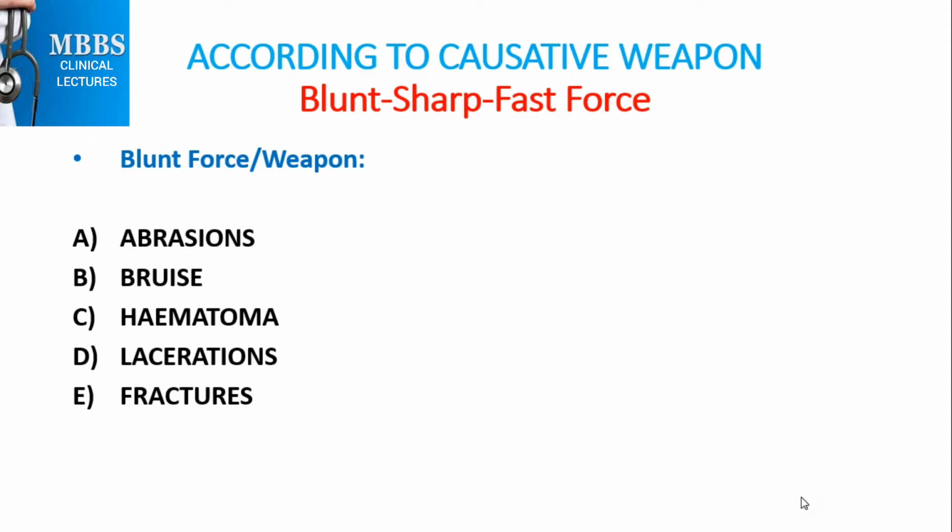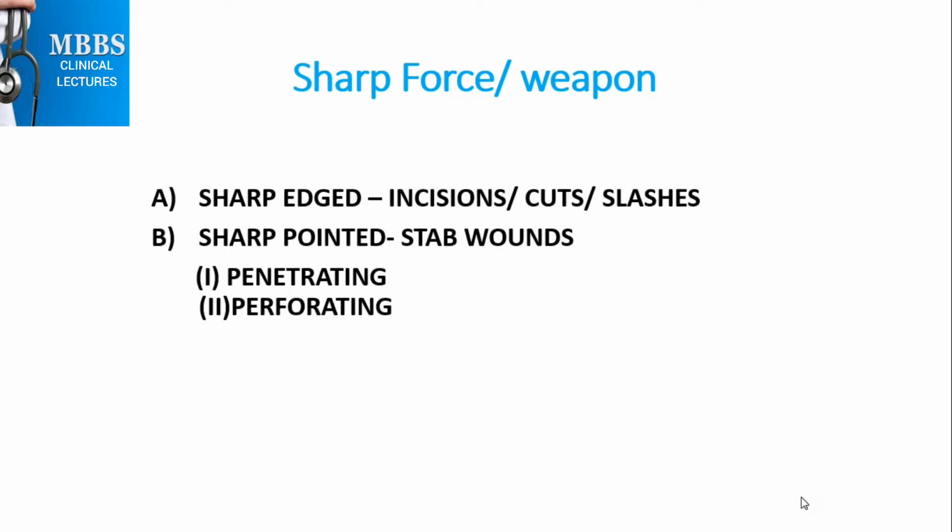Examples of the blunt force injuries you have already studied are the abrasions, bruise, hematoma, lacerations, and fractures. While the examples of the sharp force weapon are of two types. Sharp weapons can be sharp edged weapons, and these can be sharp and pointed weapons. Sharp edged weapons like daggers, knives, and scissors can cause incisions, cuts, and slashes, while the sharp pointed, like the tip of the scissors, can cause stab wounds.